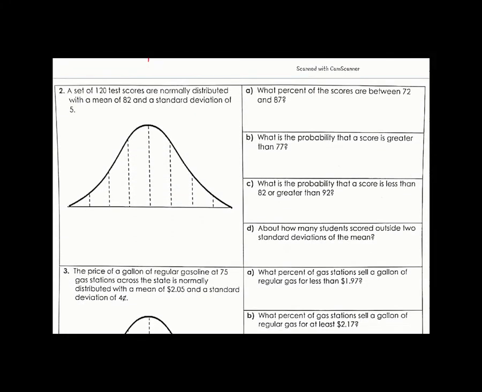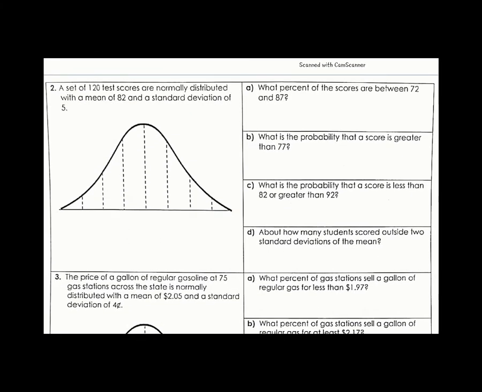So let's look at this one, number 2. A set of 120 test scores are normally distributed with a mean of 82 and a standard deviation of 5. So what number goes right smack dab in the middle? Well, 82 does, right? 82 goes right in the middle. And then what are we going to do as we move off to the left? We're going to just keep subtracting 5.